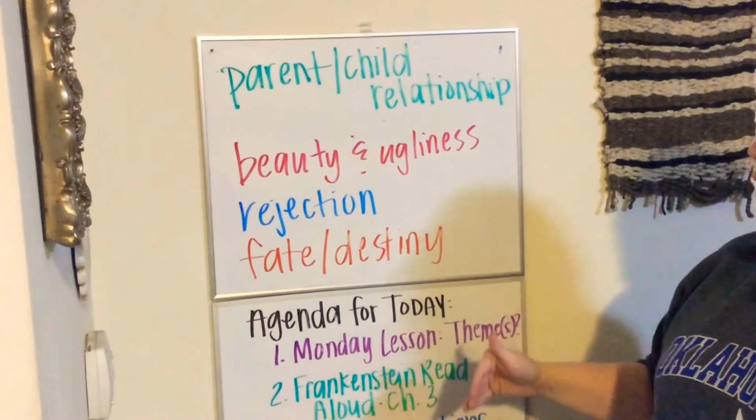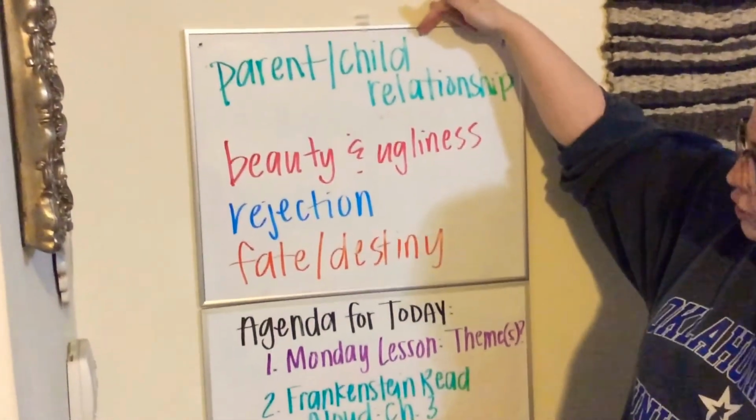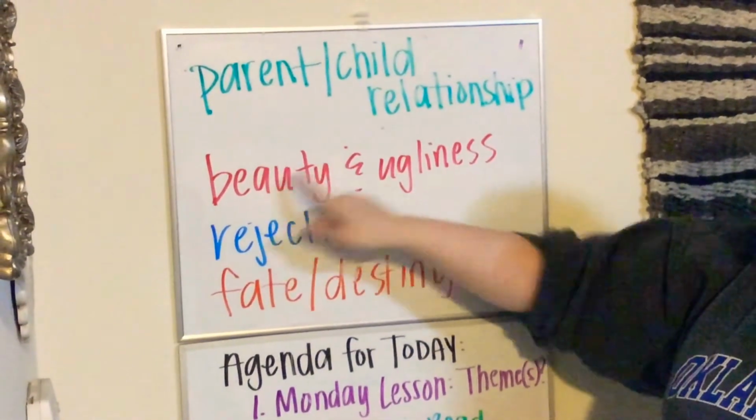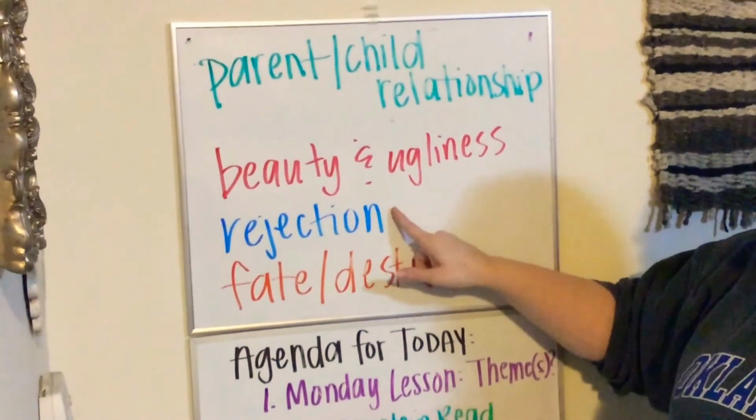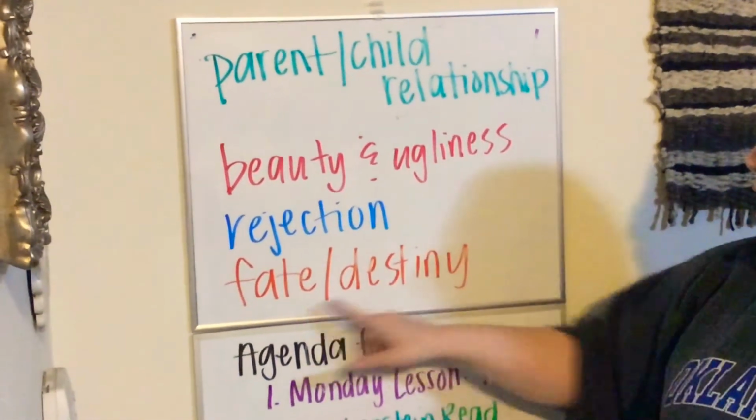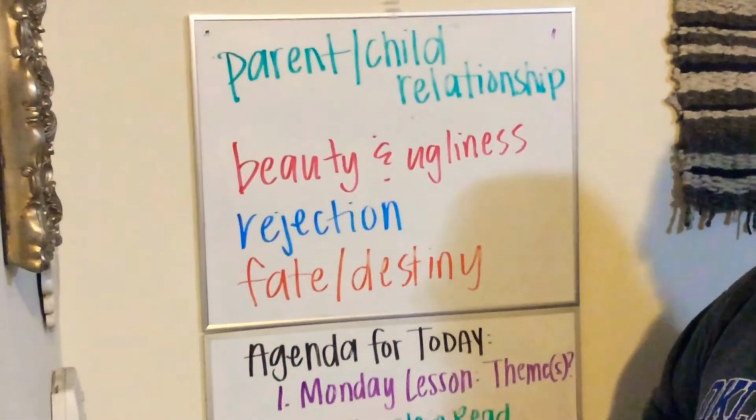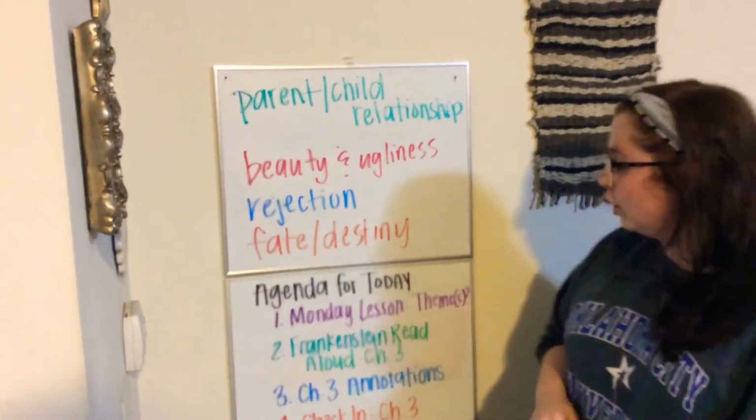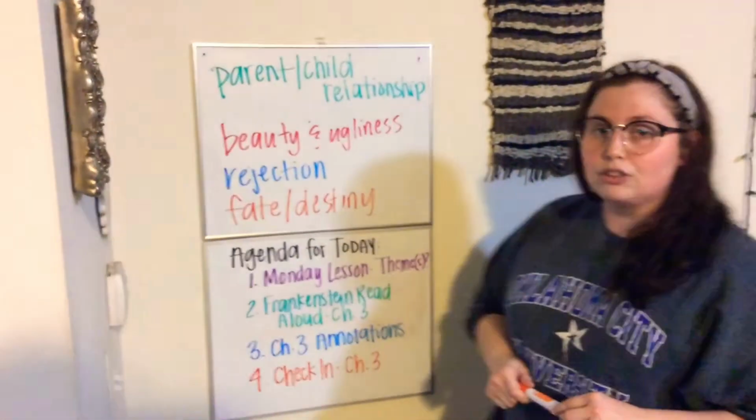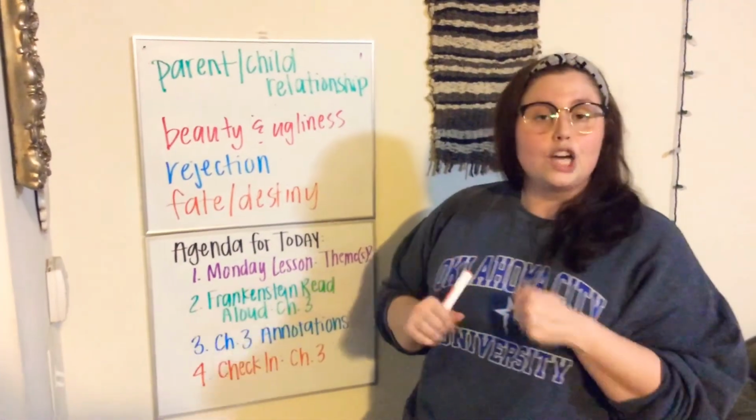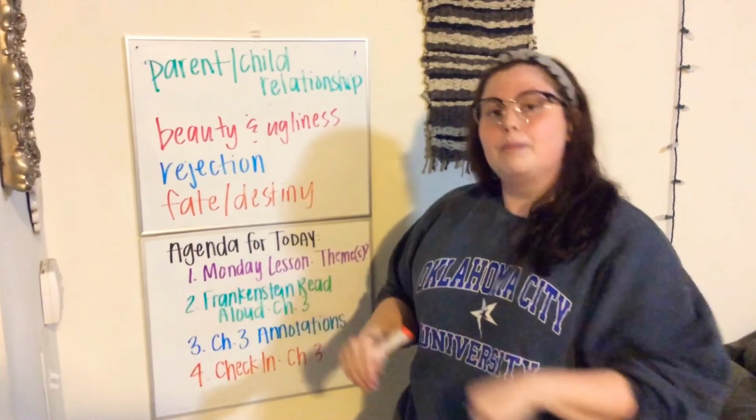So as we read, we're going to be looking for evidence of parent-child relationships, of beauty and ugliness, of rejection from society, and of fate or destiny. All right, so the next thing you're going to go to is the Frankenstein Read Aloud, chapter 3. So get cozy, pull your book up, and let's read.